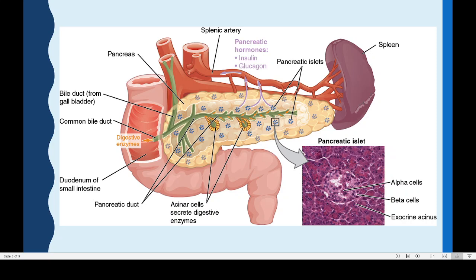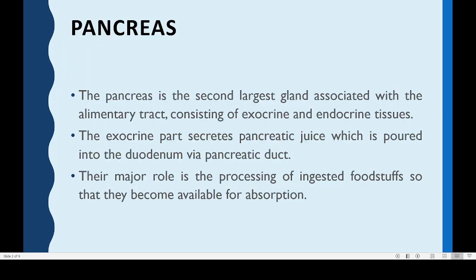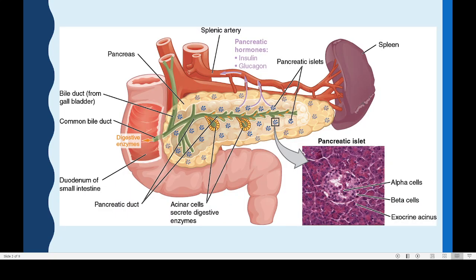So the pancreas is like a double gland. One portion is endocrine in nature, another is exocrine in nature. That is why it is known as a dual gland. The exocrine portion mainly secretes the digestive juices. The endocrine portion is mainly concerned with secreting insulin and glucagon. So this is the structure of the pancreas.